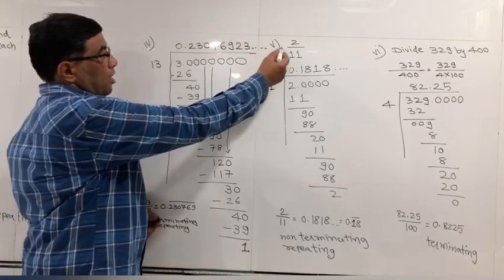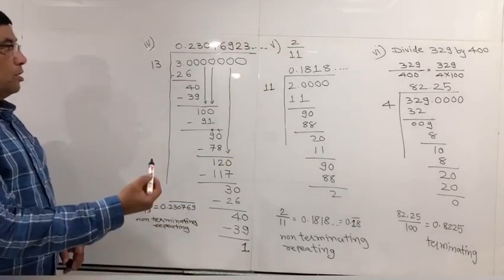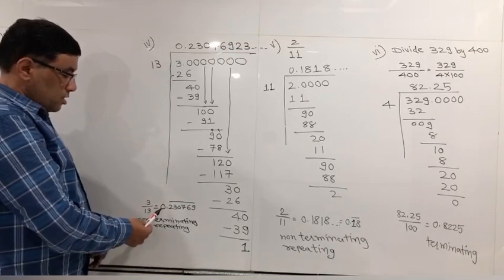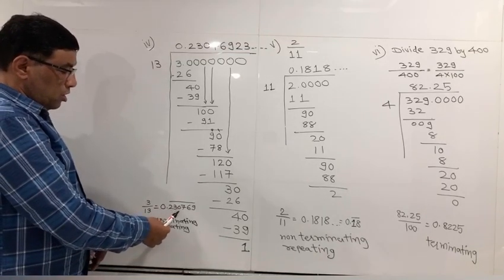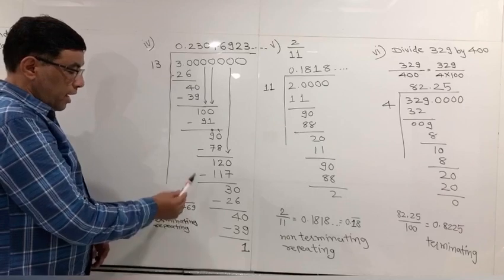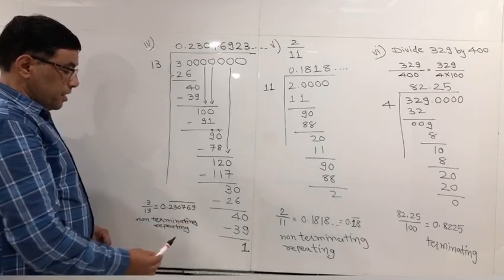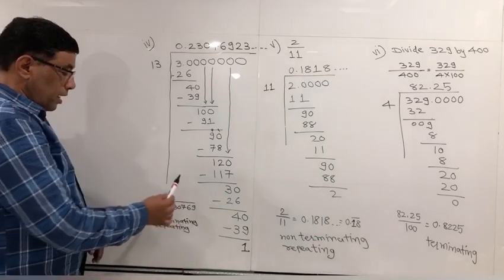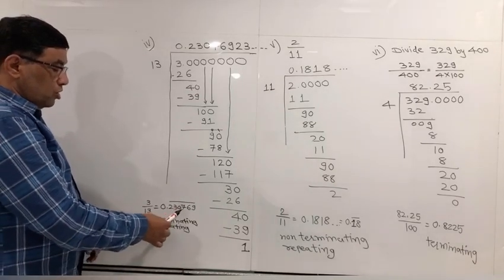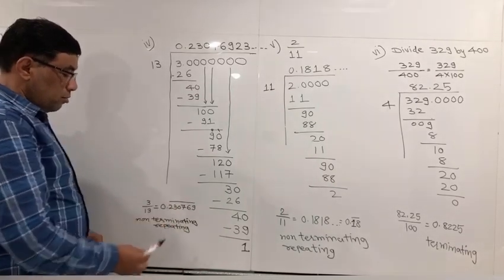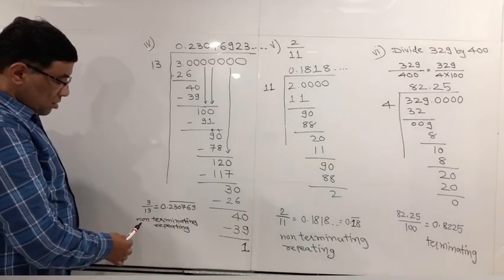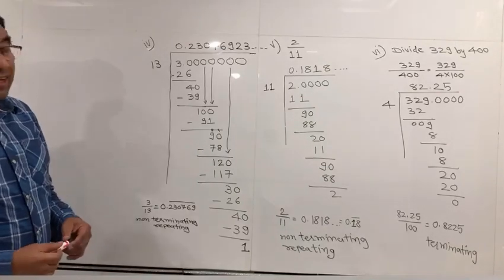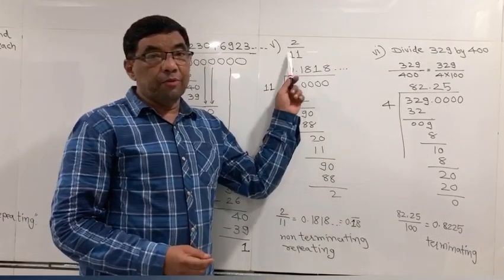So what is the division answer for 3 by 13? That is 0.230769, and then it repeats again. Therefore we write a bar over it. 0.230769 bar means non-terminating repeating.